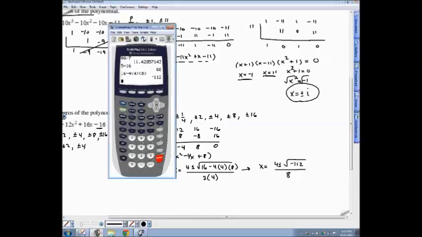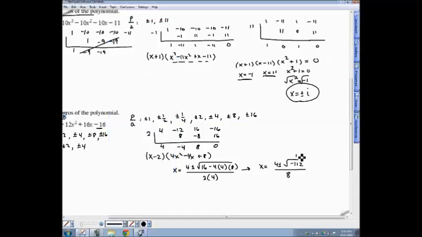And now 112 is 16 times 7. If we take the square root of 16 times 7, the 16 is going to come out as a 4. And then the minus sign is going to come out as an i. So this is 4 plus or minus 4i times the square root of 7, all over 8.